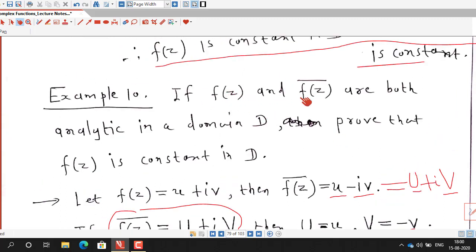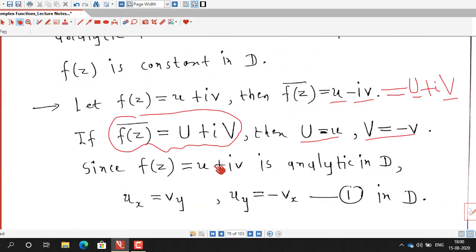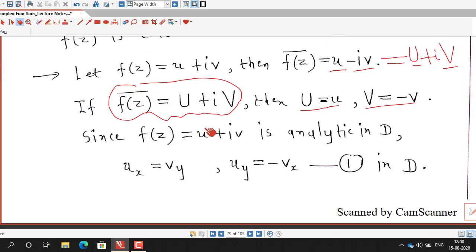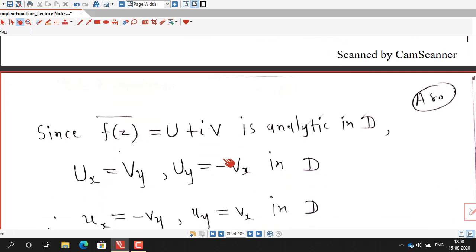F of z is analytic and the conjugate of f of z is analytic. So f of z equal to u plus iv is analytic in D. Therefore we have the Cauchy-Riemann equations: del u by del x equal to del v by del y and del u by del y equal to minus del v by del x. Similarly, we use that the conjugate of f of z, equal to u minus iv, is analytic in domain D.